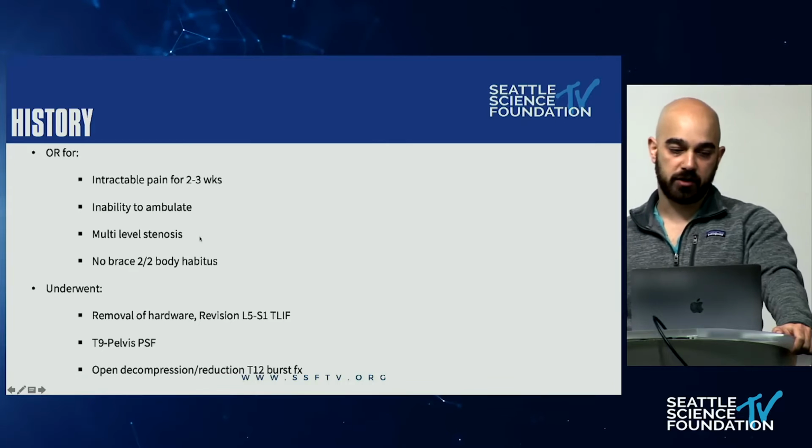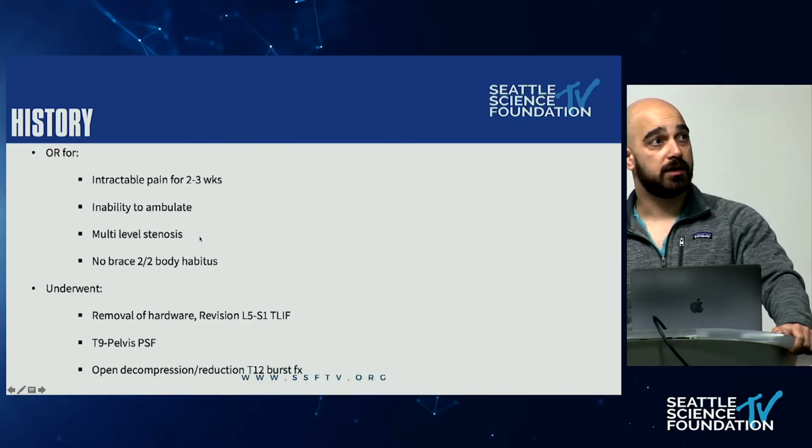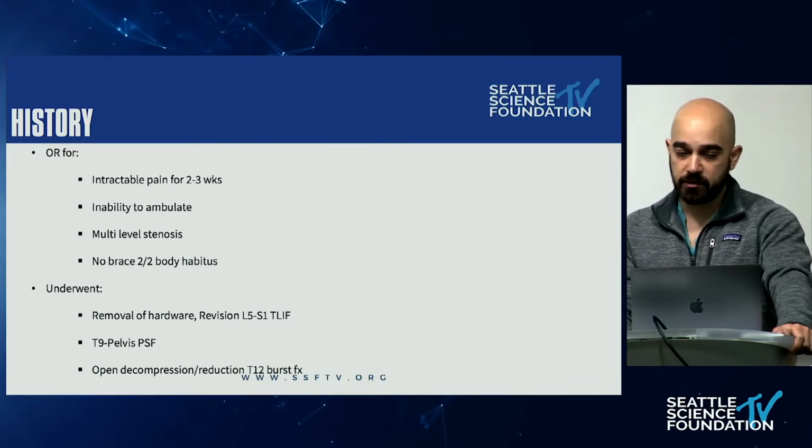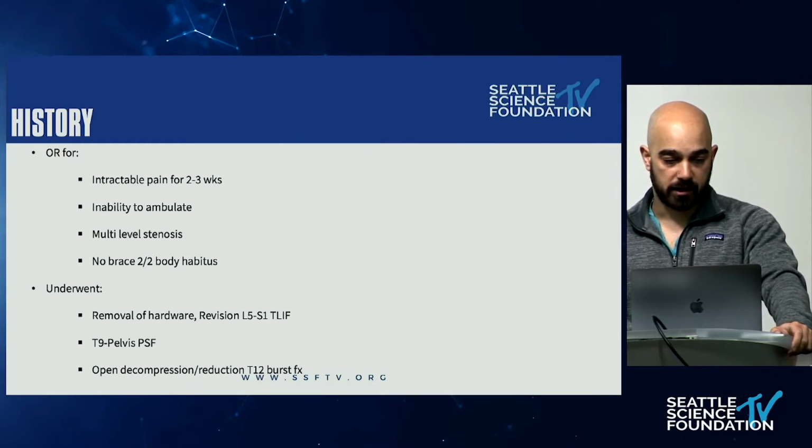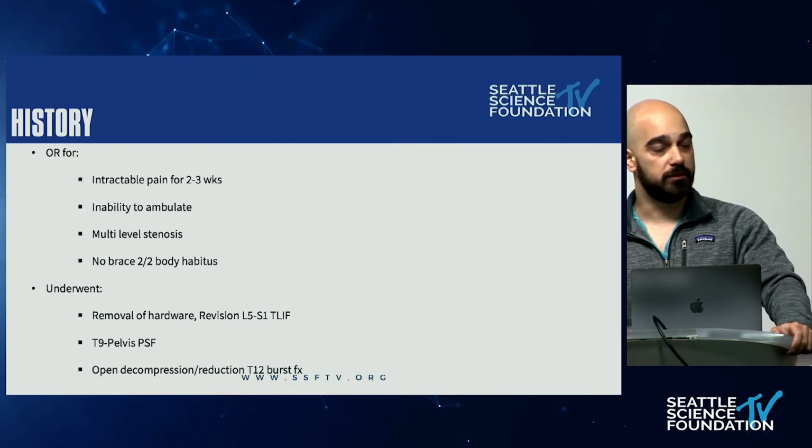The decision was made to take her to the OR because she had ongoing pain that lasted a few weeks. She had inability to ambulate on presentation. She had multi-level stenosis on her MRI, and given her body habitus, she was not really braceable.